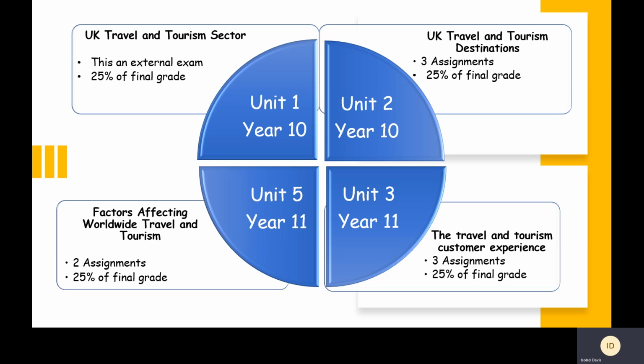And then our final unit is Unit 3, and it's the travel and tourism customer experience. 3 assignments again for this one, 25% of our grade, but again, it's internally assessed. So Unit 1, that's your exam, and then the other 3 units are entirely coursework. So 75% coursework, 25% exams. That's the main difference between this BTEC and other GCSE units. So very much relying on assignments and getting organised and writing and getting all that work in on time.